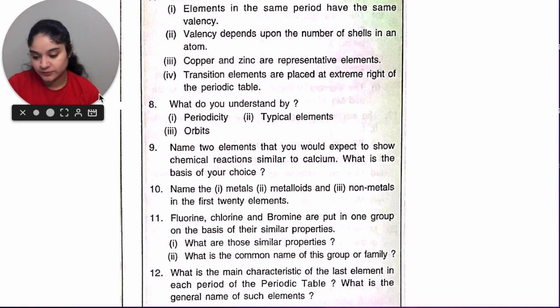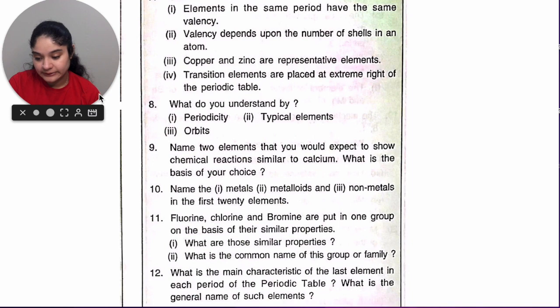Let's move to the next question. Fluorine, chlorine and bromine are put in one group on the basis of their similar properties. What are those similar properties? So the properties because of which we have put them together is they are non-metals. They all have 7 electrons in the valence shell, and they have high ionization energy, high electronegativity. So all of these we still have to learn in the next session. So for now you can understand that they are put together because they all are non-metals. They all have electron accepting affinity. That means they can accept electrons and attain stable electronic configuration.